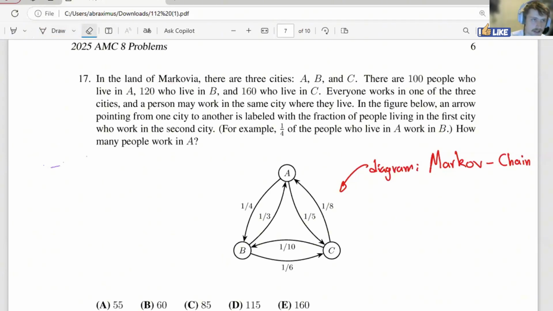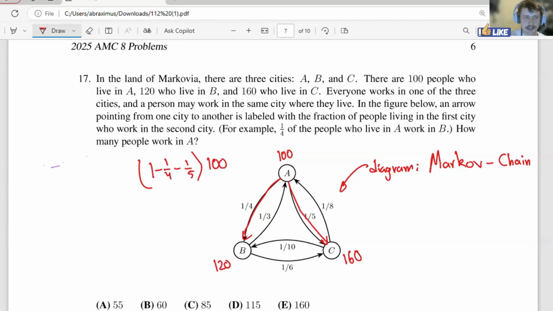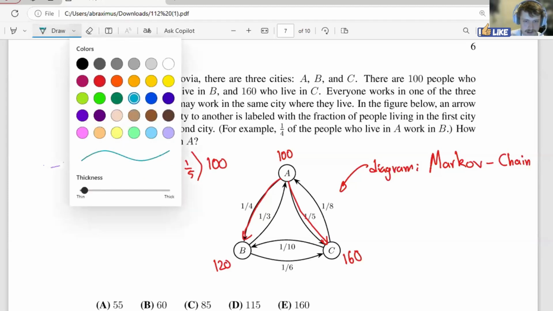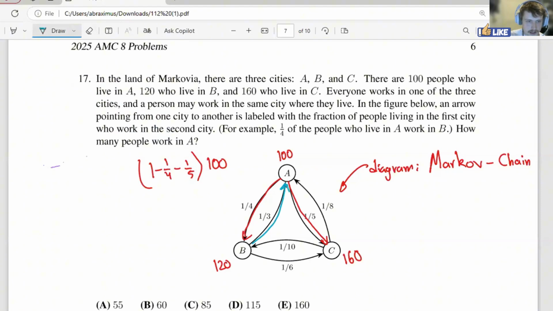So, let's write the number of people who live in each town right here. That'll help us out. So, the people leaving A each day is 1 minus, the people who stay in A each day is 1 minus 1/4 minus 1/5 times 100. And the people who are entering A each day is 1/3 of 120 and 1/8 of 160.